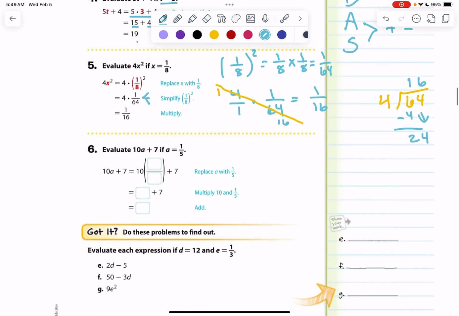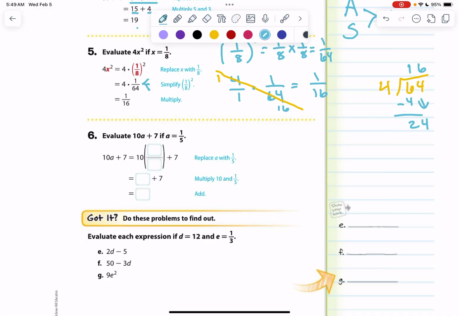Okay, let's look at another one. Oh, they are really challenging you with the fractions today. Are we afraid of that? No, we just need to set them up neatly and take our time.